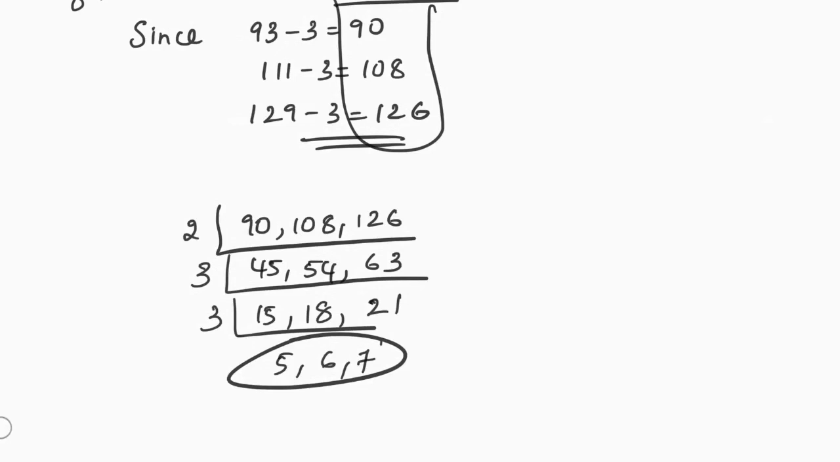So what is the required number here? The greatest number that divides all the 3, leaving remainder 3. So it is 2 into 3 into 3. 2 3s are 6, 6 3s are 18. So that number is 18. Hope it's clear to you all. Okay.